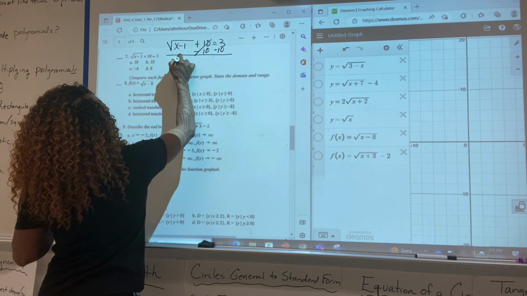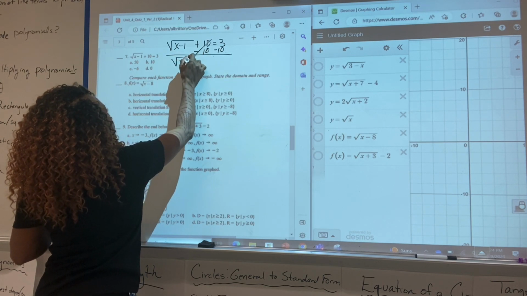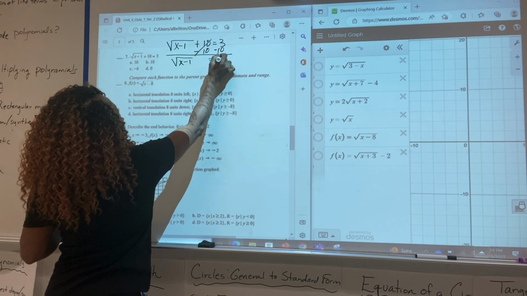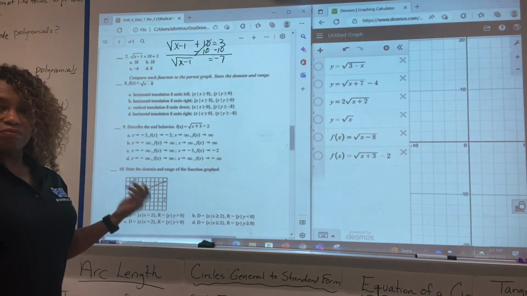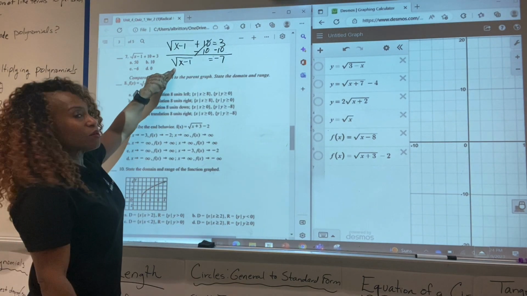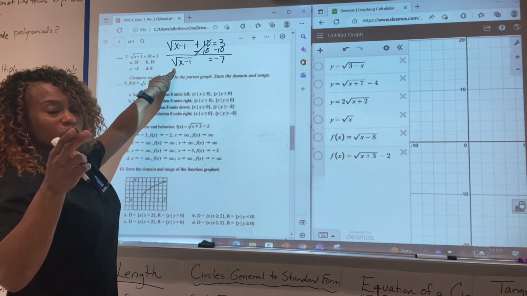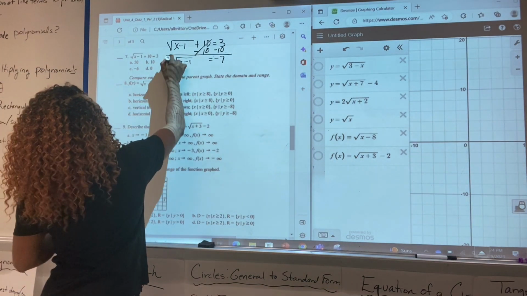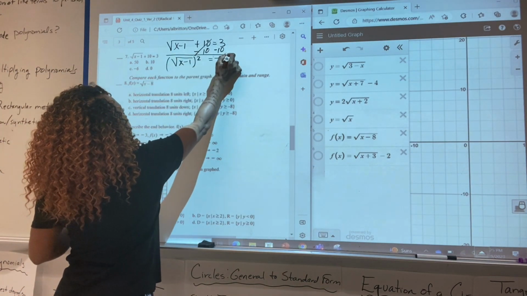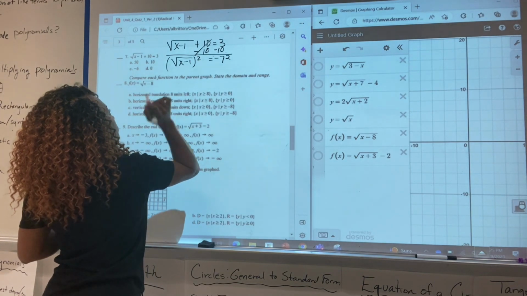This cancels, but we're still left with the square root of x minus 1. And here we get negative 7. Now keep in mind that, again, we want to eliminate this radical. How do we do it? Since it's a square root, we do to the second power. If I do it on the left, I got to do it on the right.